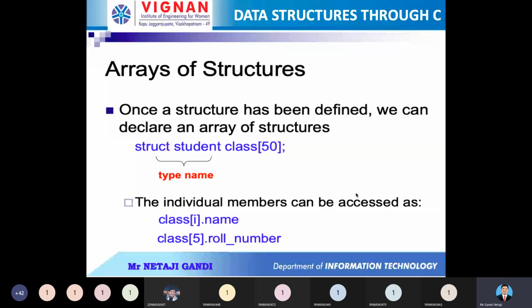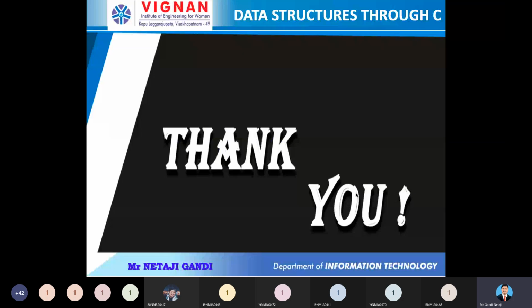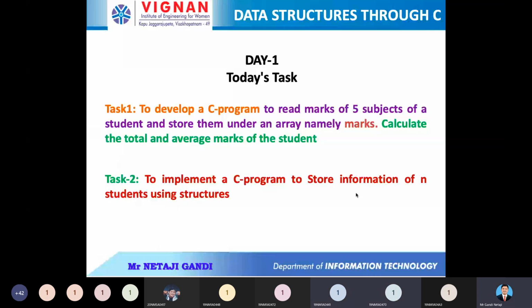Okay. So how many people know about the arrays concept? Arrays in C language. I think all are familiar with arrays. Girls, everyone knows arrays, right? You also know structures in C language, arrays and structures.